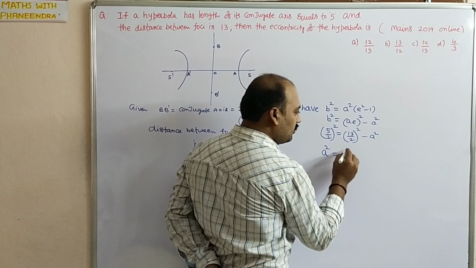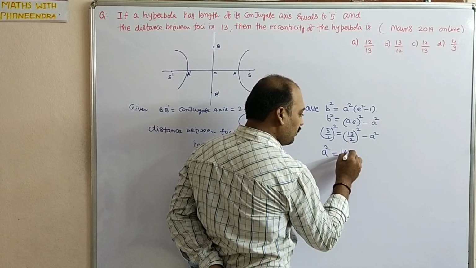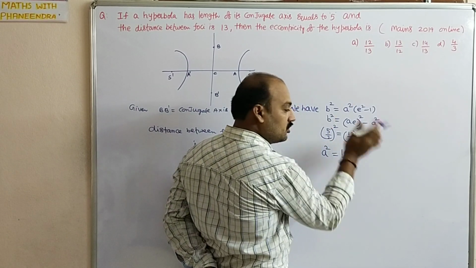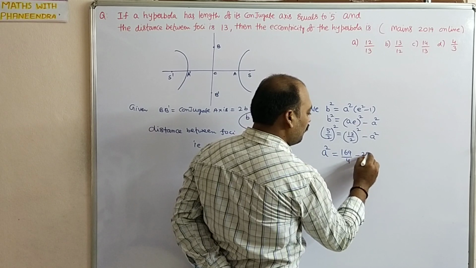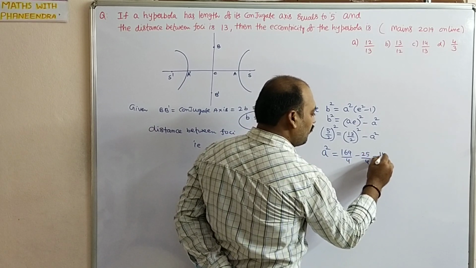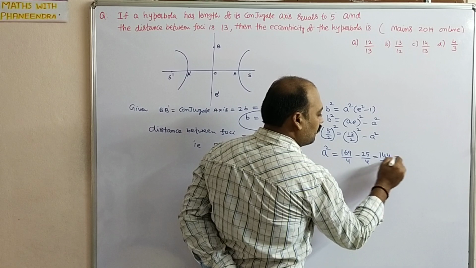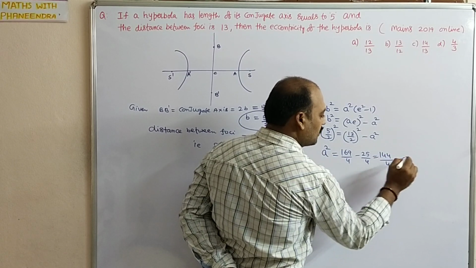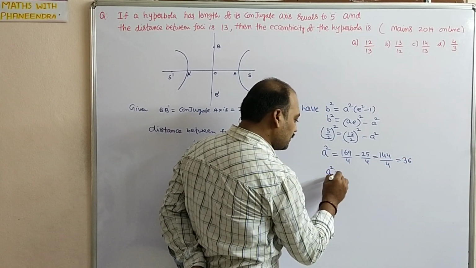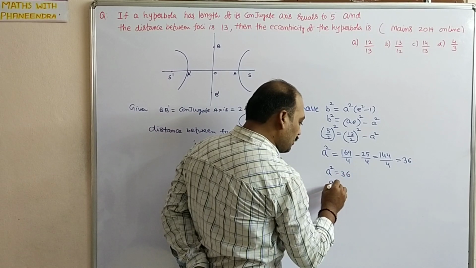a square equals (13 by 2) whole square, which is 169 by 4, minus (5 by 2) whole square, 25 by 4, which is equal to 144 by 4. So 4 3s are 12 and 4 6s are 24. So the a square value is 36 and a is equal to 6.